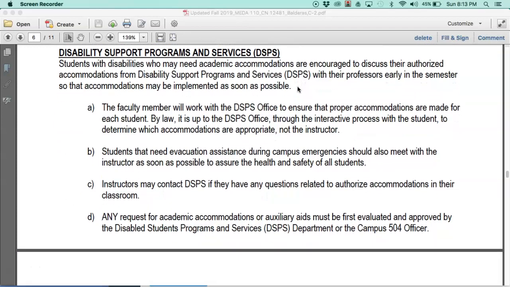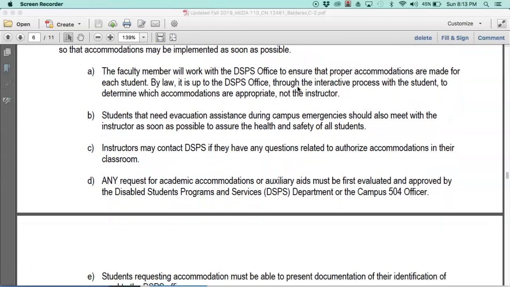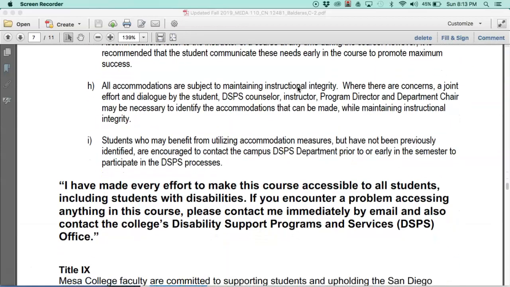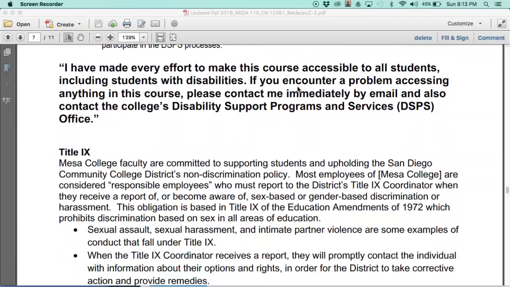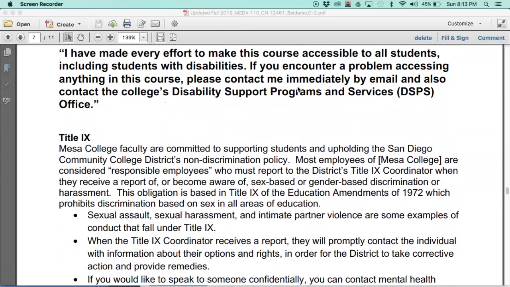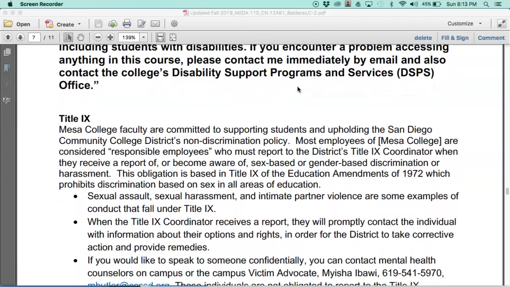We have the access to disability support programs and services, DSPS as we all know it by. So if you need some special accommodations, please let me know and we'll work with you and DSPS to get that taken care of. I've made every effort to make this course accessible to all students. Canvas has done a good job about trying to make everything accessible. If you encounter a problem accessing anything in the course, please contact me immediately and we'll try and figure that out, and also email your disability support programs service as well.